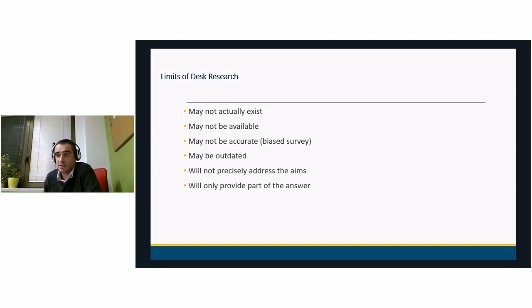It may exist, but it may not be available. Someone might lock it somewhere. I mean, lock it not in a physical sense, but in some library that you have to pay a certain amount in order to unlock it. On the other side, it could be inaccurate. For example, we're reading a biased survey. The person made some mistakes in the research design, and we're reading this, and based on this, we could also make a mistake. Such research could exist, but it could be outdated. For example, someone did that 20 years ago and now the results are not valid anymore.